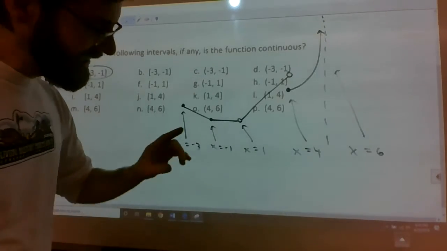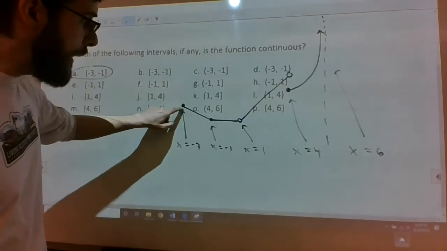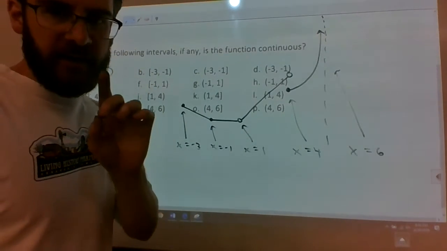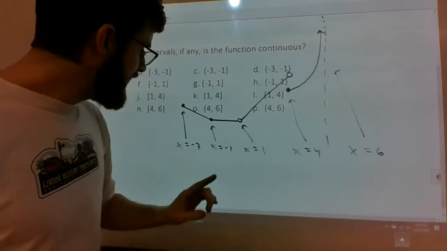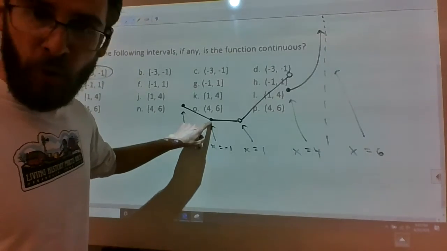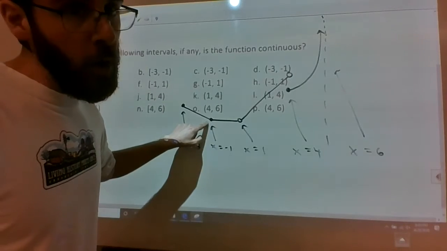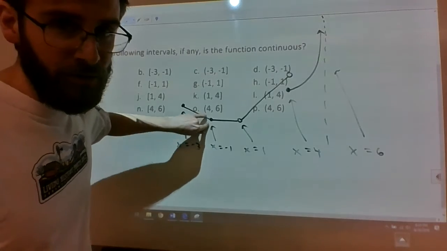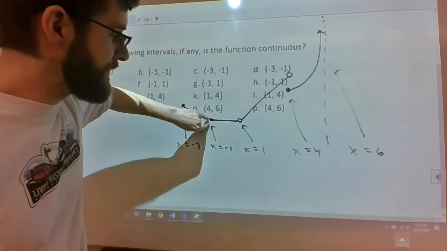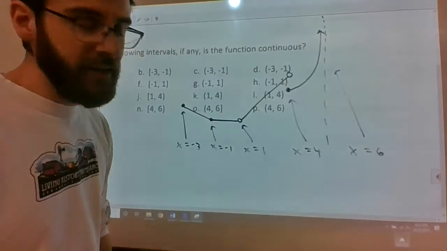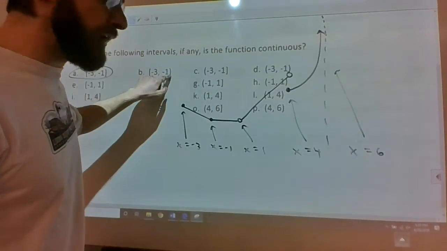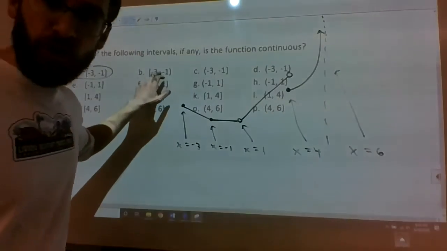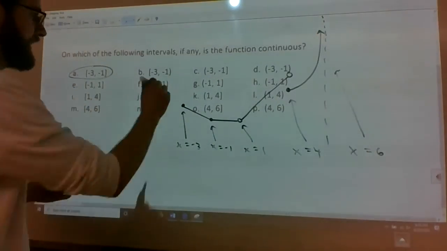What if I said -3 up until just before -1? Is this continuous from x equals -3 to x equals -1.000000001? Is it continuous from here all the way to there? And the answer is, yeah. So it doesn't matter if there's a parenthesis on the -1. If it included the -1, it's still going to be continuous even if you don't include the -1.